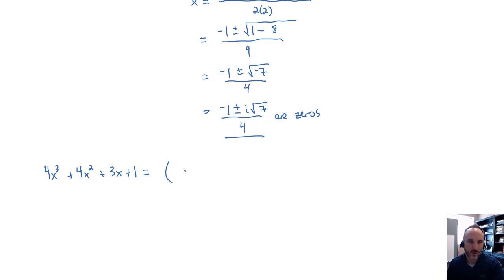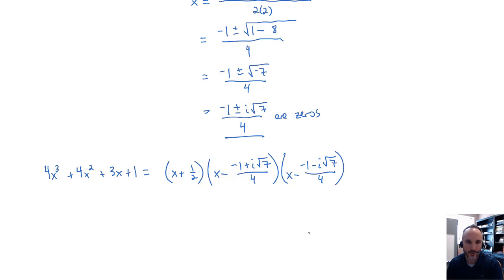So negative 1/2 was a 0. If I want to turn it into a factor, I have to do x minus negative 1/2, which is the same thing as x plus 1/2. Then I need x minus each of these complex zeros. So I'll have x minus negative 1 plus i square root 7 over 4. And then I'll have x minus negative 1 minus i square root 7 over 4.